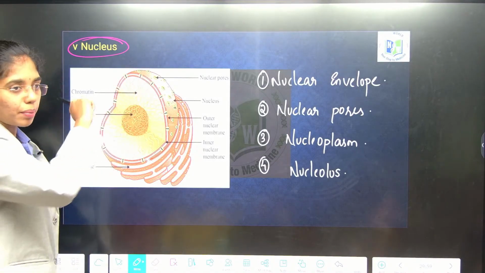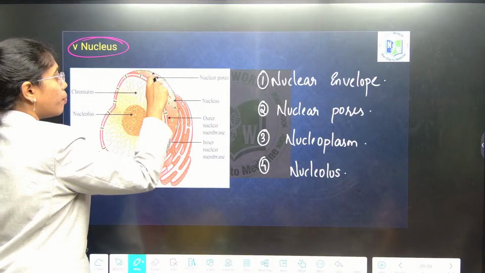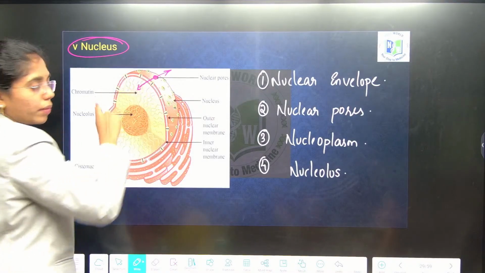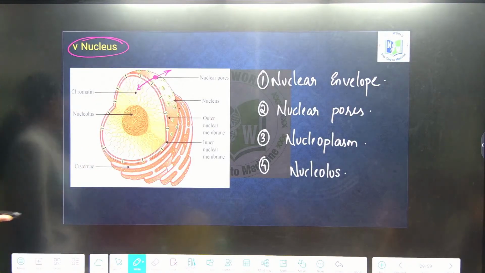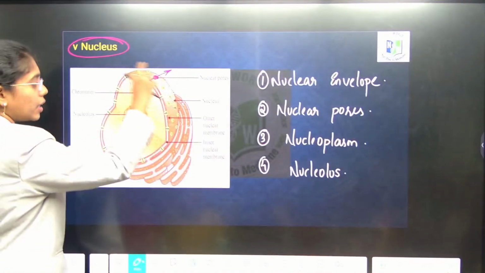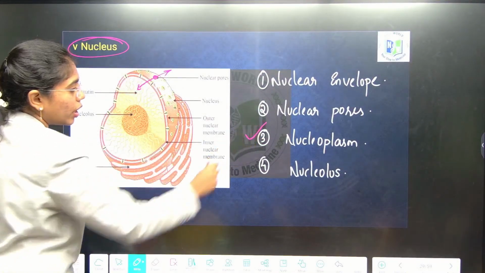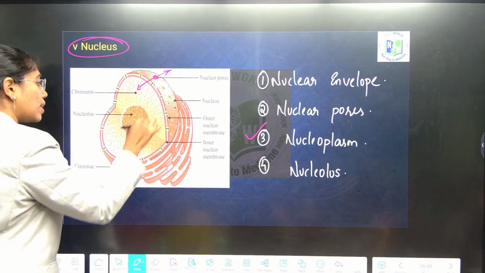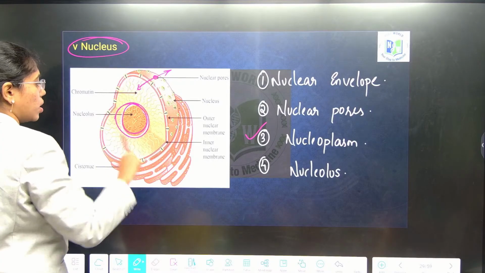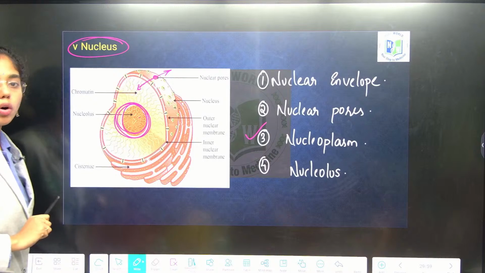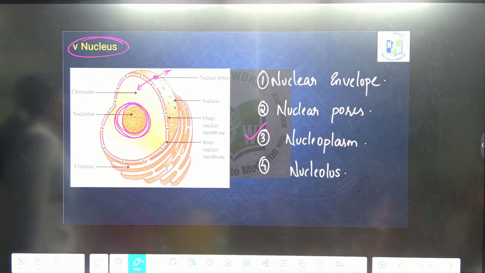Nuclear envelope is double membrane bound. In between you have pores which help in translocation of materials into the nucleus and out of the nucleus. The space inside the nucleus is addressed as nucleoplasm, and inside the nucleus there is a non-membrane structure which is addressed as nucleolus.